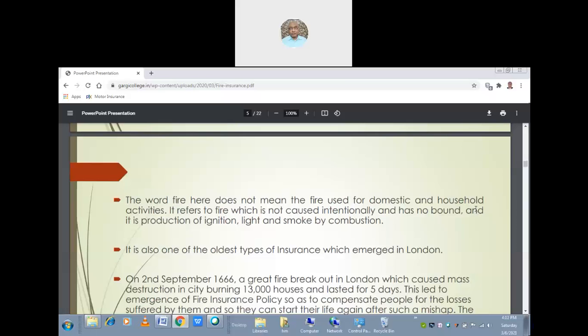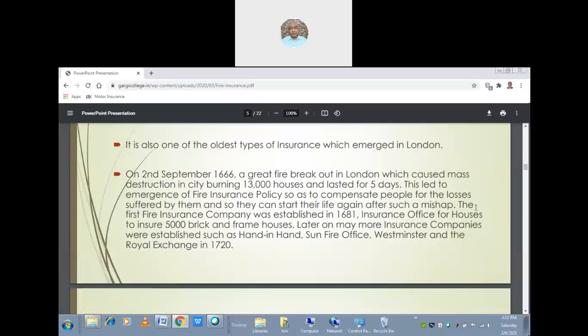So fire insurance is the first and foremost insurance policy. The reason is that on 2nd September 1666, a great fire broke out in London, which caused mass destruction of the city, burning 13,000 houses and lasting for 5 days. This led to the emergence of the fire insurance policy, so as to compensate people for the losses suffered by them, so they could start their life again after such a mishap.